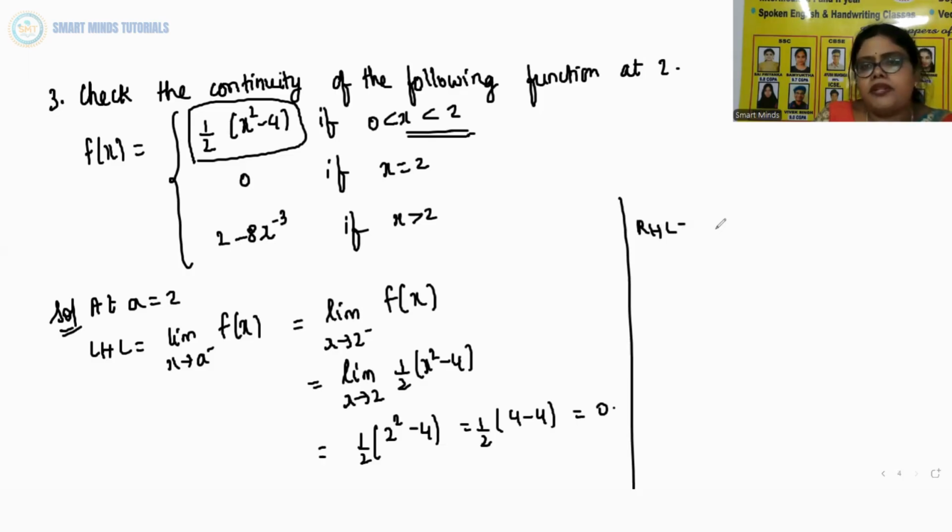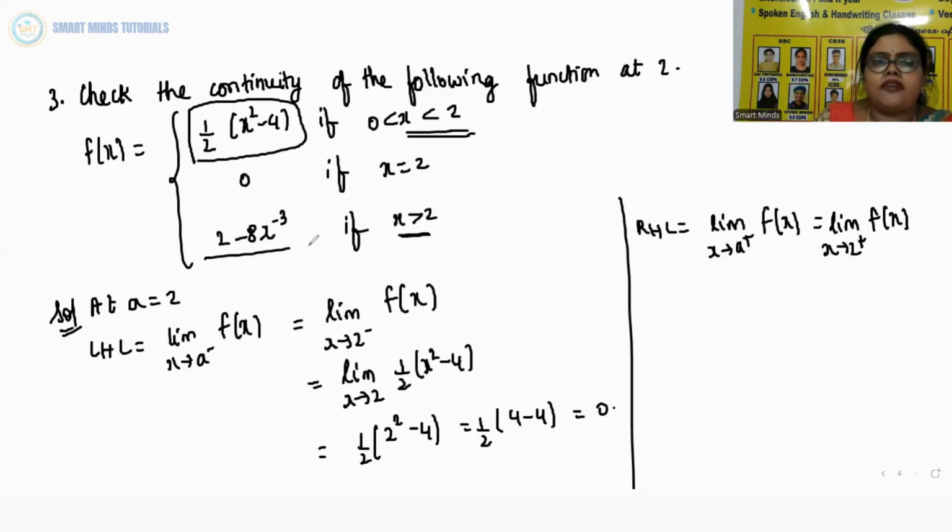So right hand limit is limit x tends to a plus f of x. Now in the place of a you write 2. So limit x tends to 2 plus f of x. Now where x is greater than 2, we need to take that function. So over here we can simply write x tends to 2, and in the place of f of x we substitute the function. That is 2 minus 8x power minus 3. So now you substitute it, 2 minus 8 into 2 power minus 3.